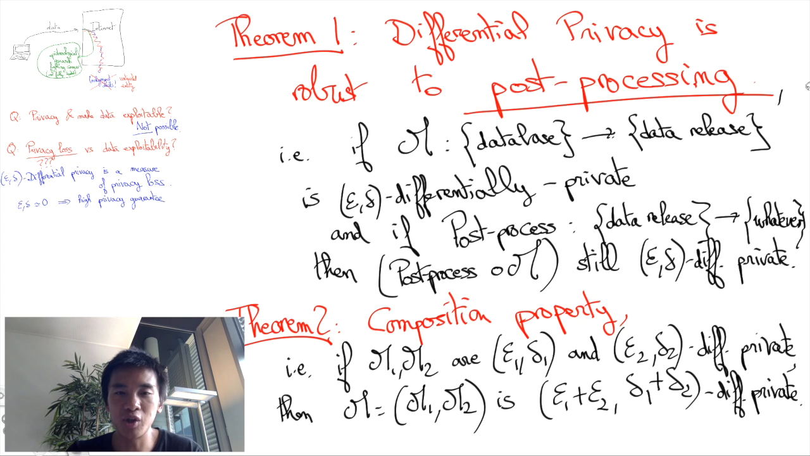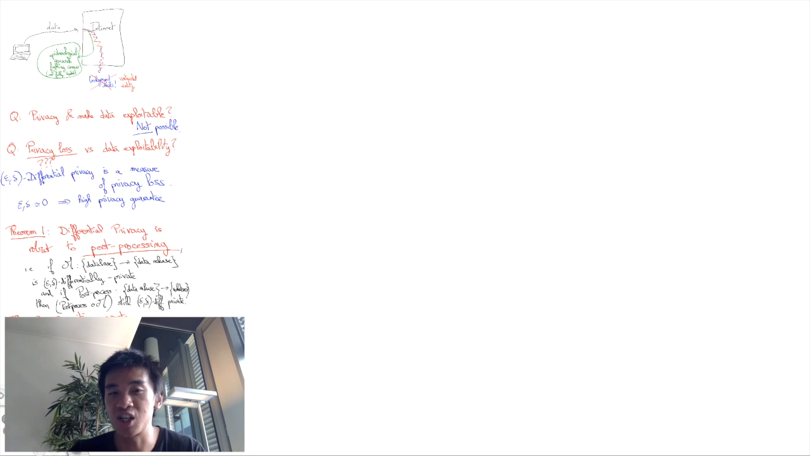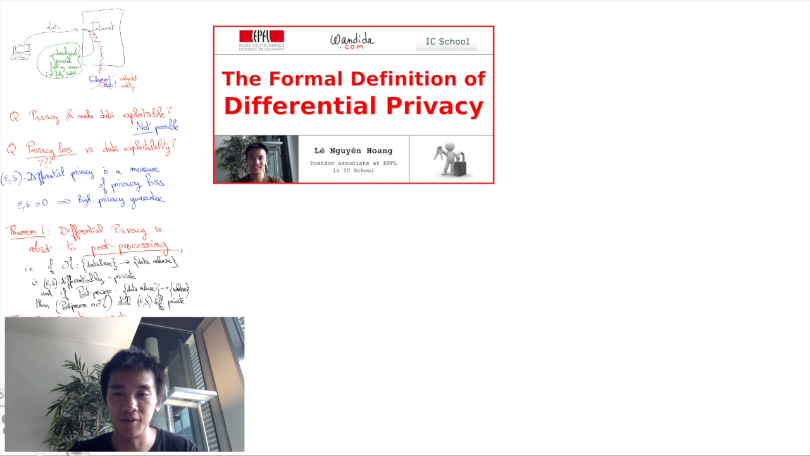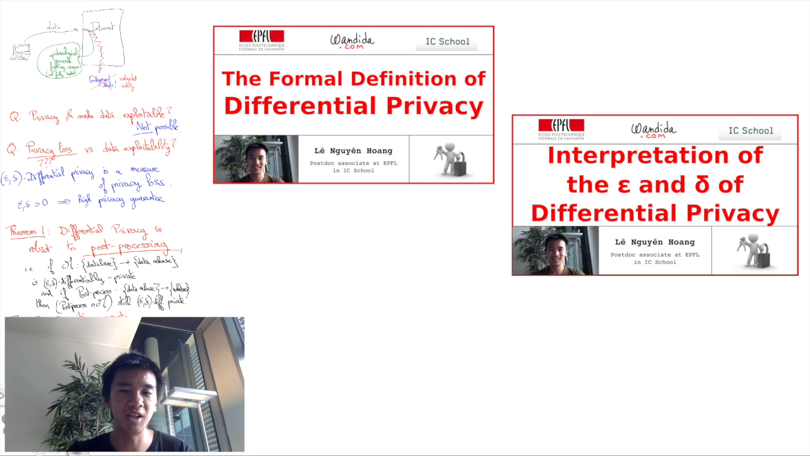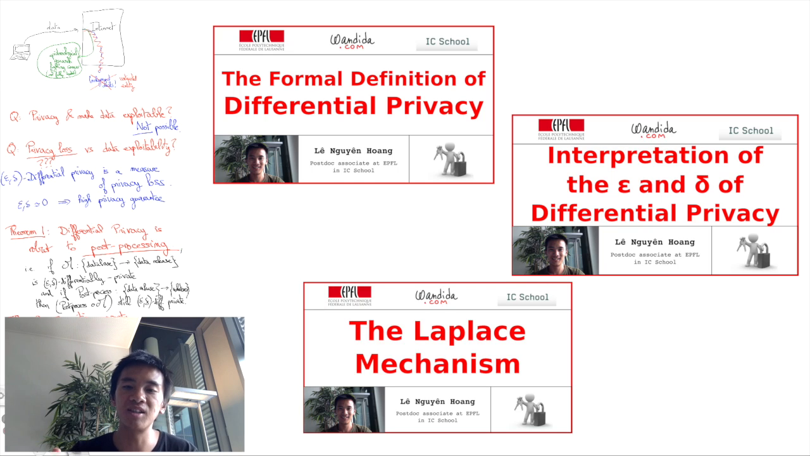Now, this video surely raises many questions, such as what is the formal definition of differential privacy, how should epsilon and delta be interpreted, and how can we construct epsilon-delta differentially private mechanisms? Unfortunately, or not, these will have to be addressed in future videos.